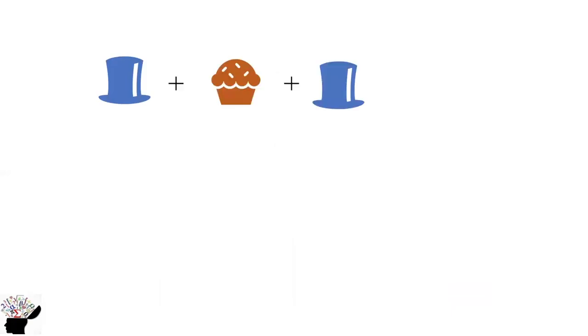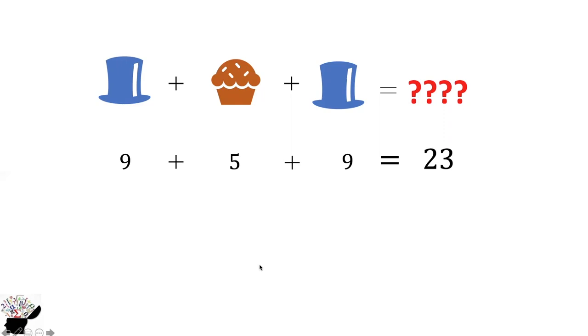So now we know that we have a heart plus a cake plus a heart. We know that x, which represents the heart, is 9, and y, which represents the cake, is also 5. So we can insert these values into the expression, and we get the answer, 23. So it means that now we know that x is 9 and y is 5.